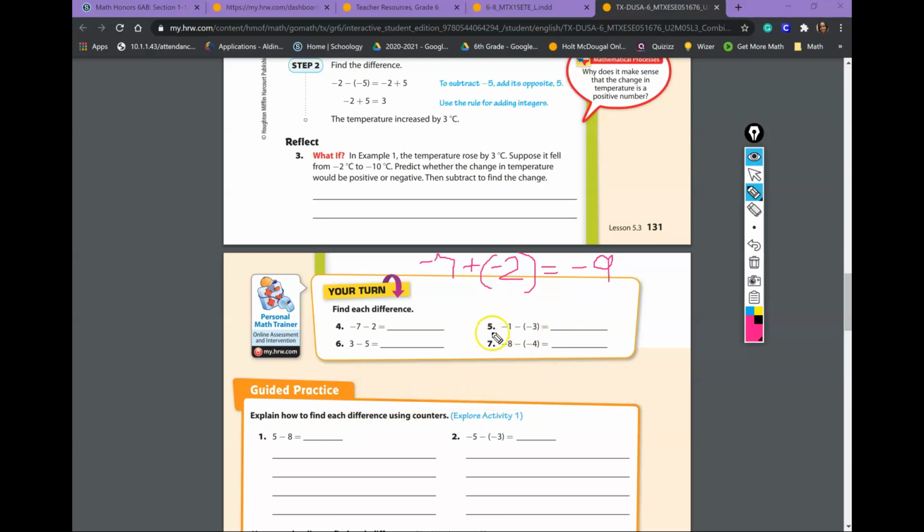Okay, look at number 5, -1 minus a -3. So I can think of my subtracting rules as adding the opposite, or I can remember add a line, so I added a line to my subtraction and change the sign. So this is a negative, and I'm going to change it to a positive. Okay, so now I have -1 plus a +3. So I'm going to subtract and keep the sign of the largest number, and the largest number was 3, and I had a negative, so my sum is going to be -2.